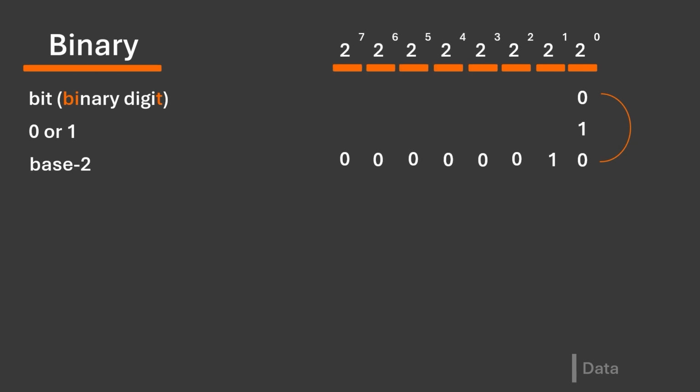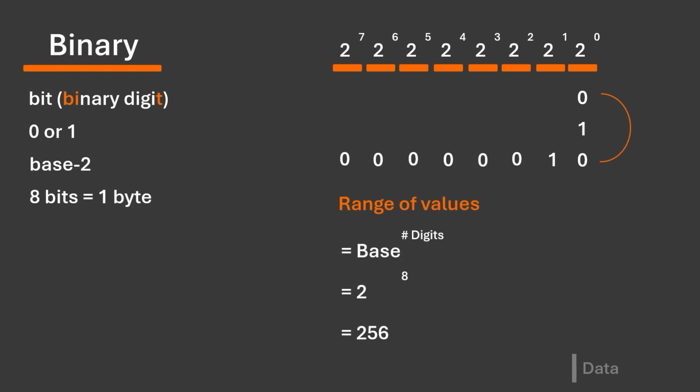So we get 00000010, which is still 2 in decimal. 8 bits, which is also known as a byte, can store a range of values given by raising the base of 2 by 8, which gives us 256 unique values ranging from 0 to 255.